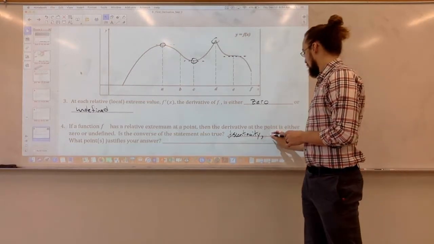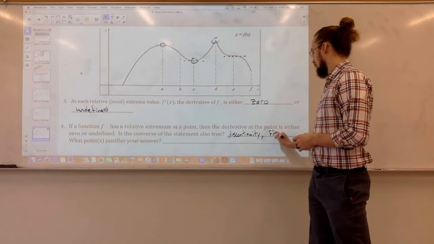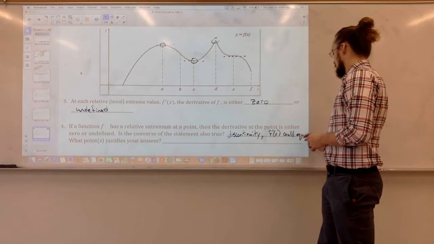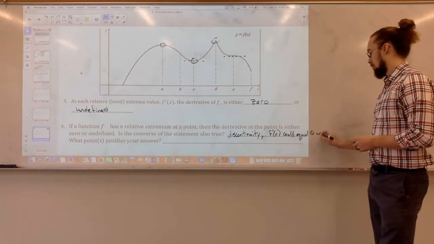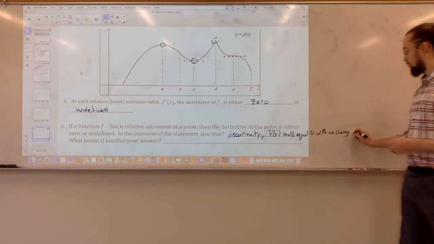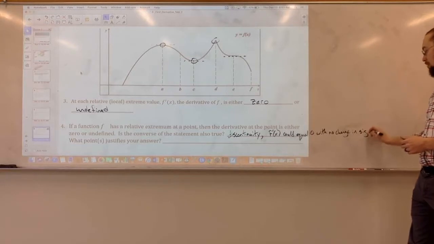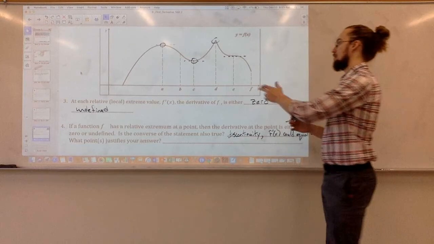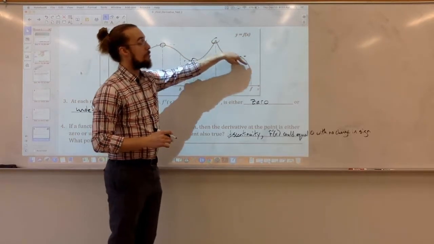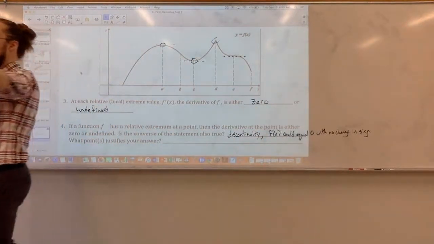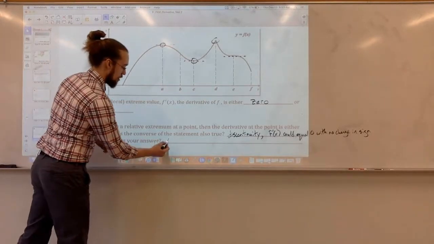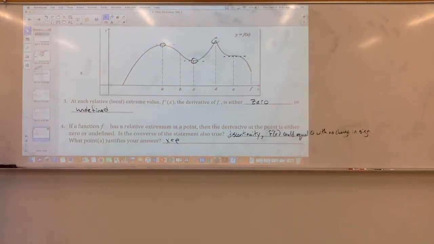So we could say f prime of x could equal 0 with no change in sign. Right, so what that's saying, like at this point, I could be saying my derivative is negative, then it equals 0, but then it keeps going negative. It doesn't change from negative to positive. So the point that justifies this answer is at x equals E.